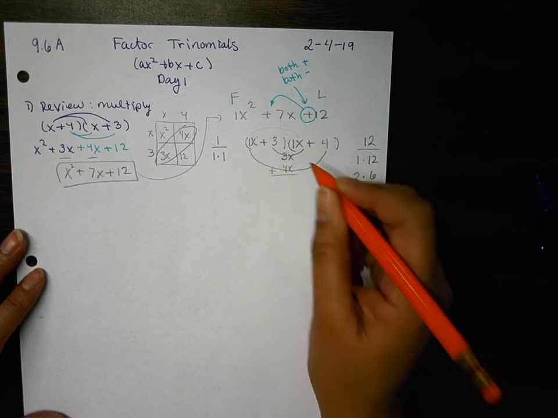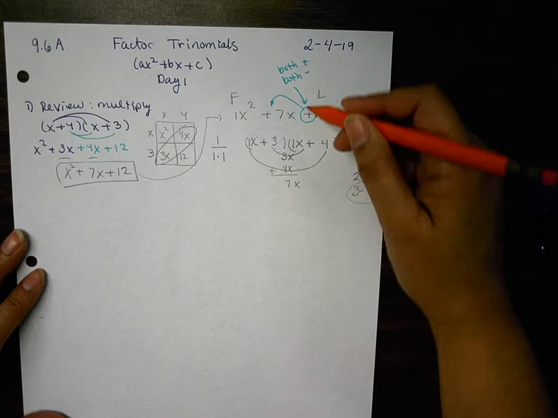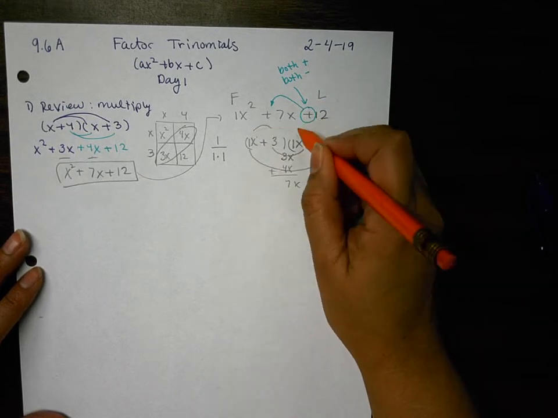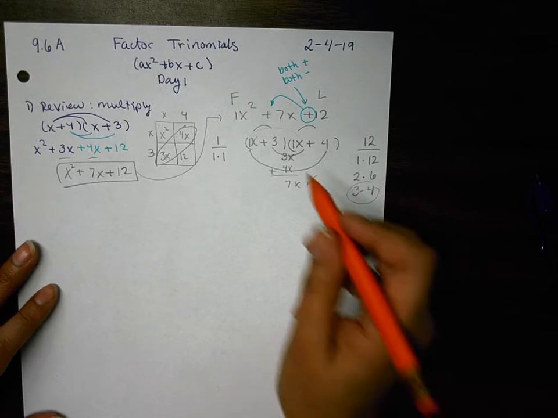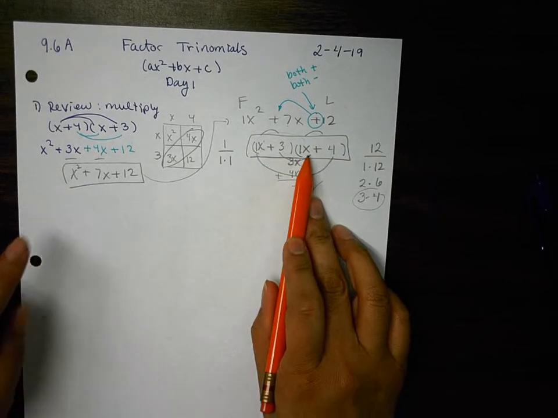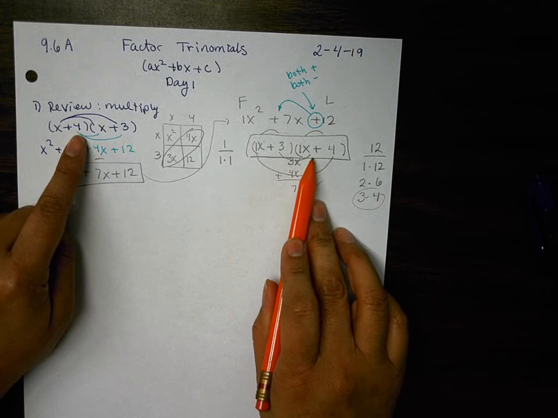What's 1x times 4? And add those together. What's 3x plus 4x? 7x. And is it the middle term? Yes? Then we're super happy. Let's put on our happy face. And then we box in our answer.